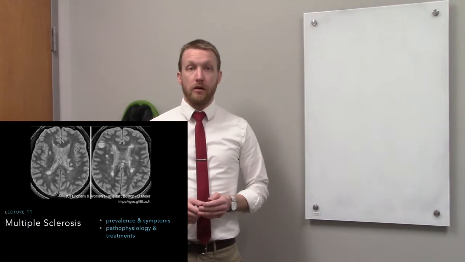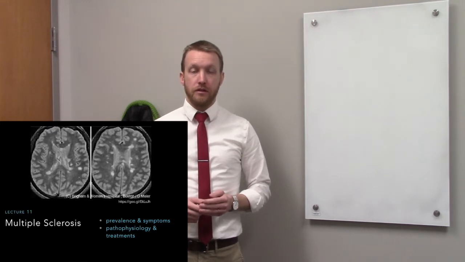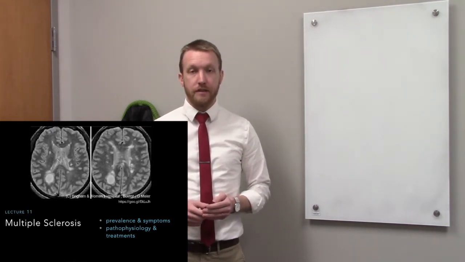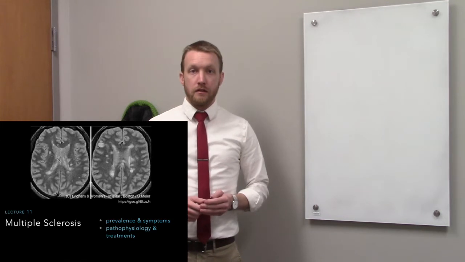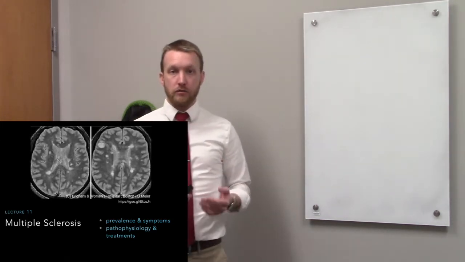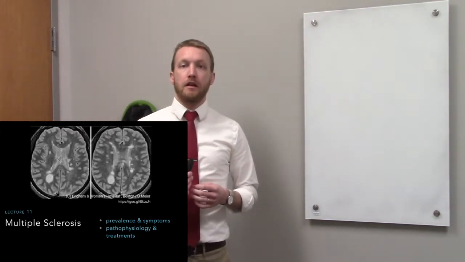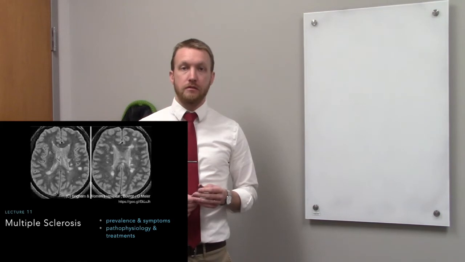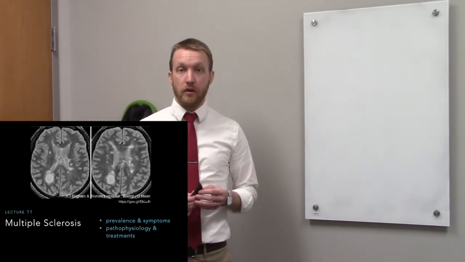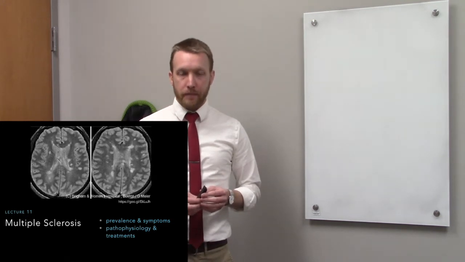This lecture is about multiple sclerosis. This is the last new neurodegenerative disease that we're going to talk about in this unit. Its name sounds a little similar to amyotrophic lateral sclerosis, and they have some similarities in that they can produce motor symptoms, and they both involve damage to the nervous system. But that's where the similarities end.